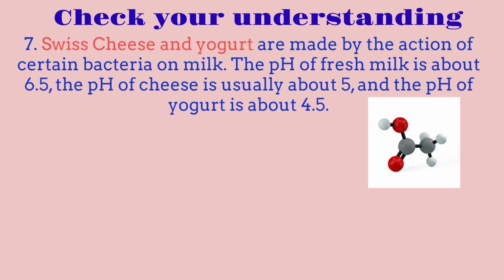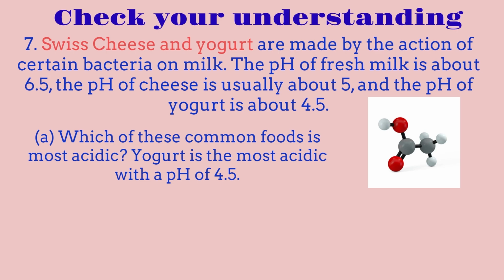And for our final question, which is question number 7: Swiss cheese and yogurt are made by the action of certain bacteria inside of milk. The pH of fresh milk is about 6.5, the pH of cheese is about 5, and the pH of yogurt is about 4.5. For part A, which of these common foods is most acidic? In order to find the most acidic one, we need to look for the lowest pH value. Fresh milk had 6.5, cheese had 5, and yogurt has 4.5. So we know that the answer is going to be yogurt because it has a pH of 4.5, which is the lowest out of all of them.